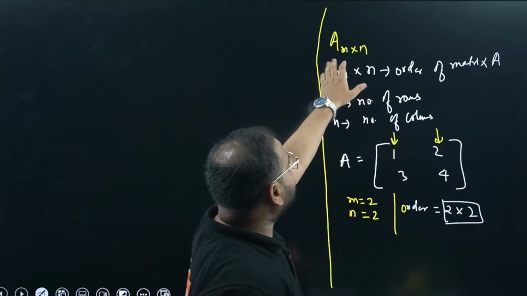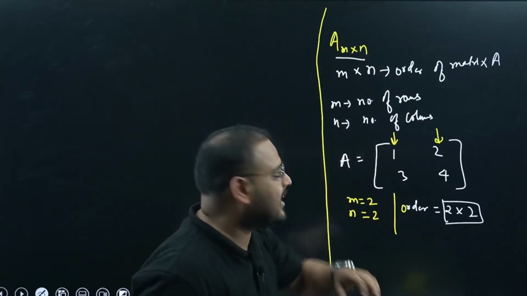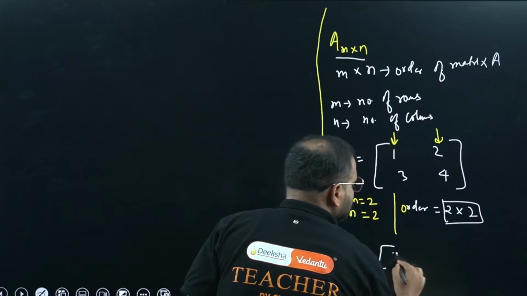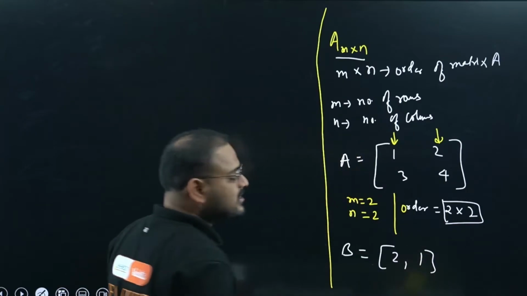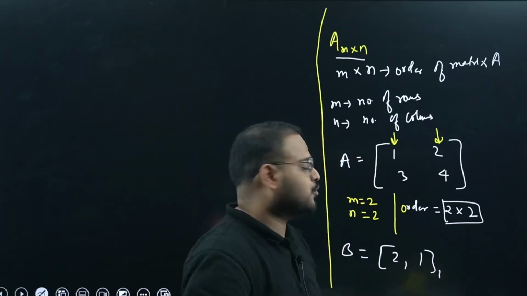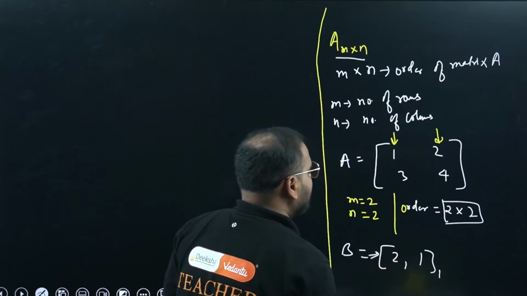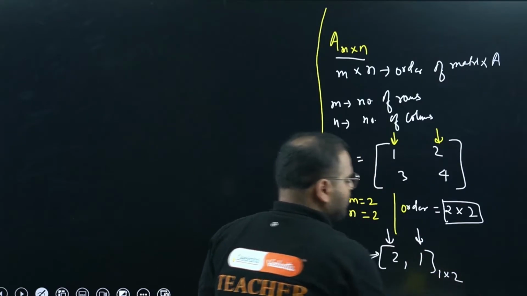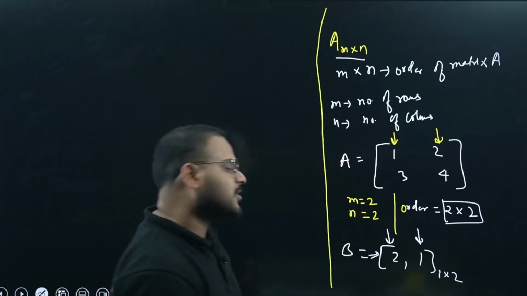So if I have a matrix like this, A of order m cross n, I hope you can see that. So I can have a matrix like this also. A matrix B equals just this: 2, 1. What is the number of rows here? Only 1. The number of rows is only 1 and the number of columns is 2. So the order is 1 cross 2.